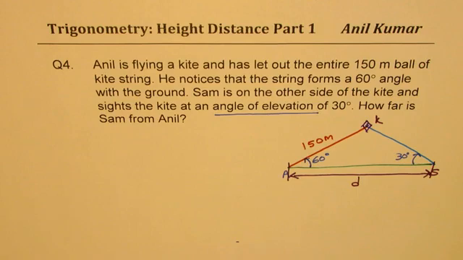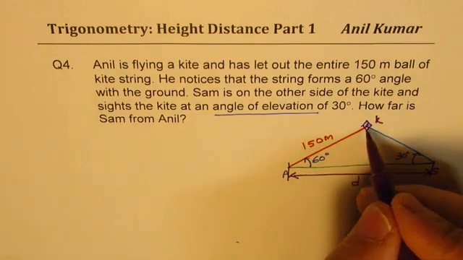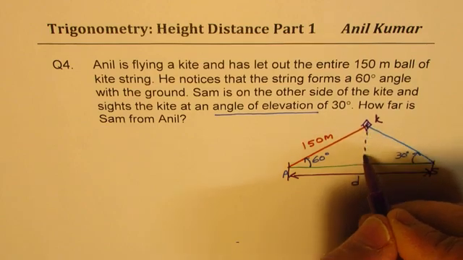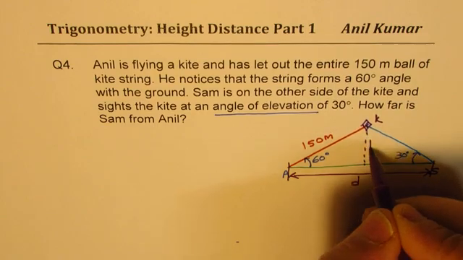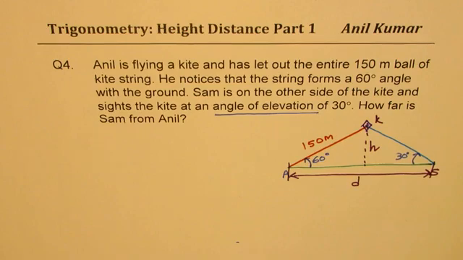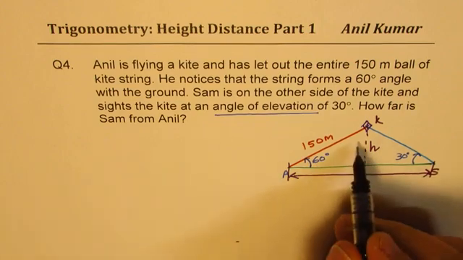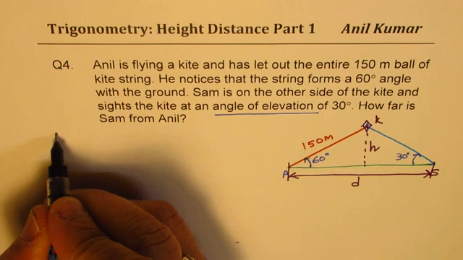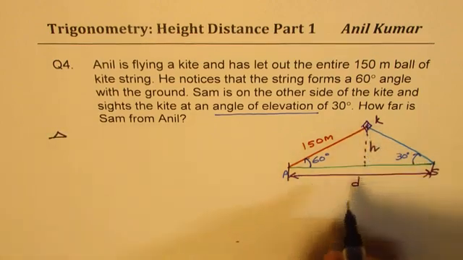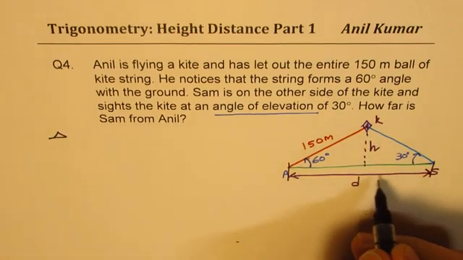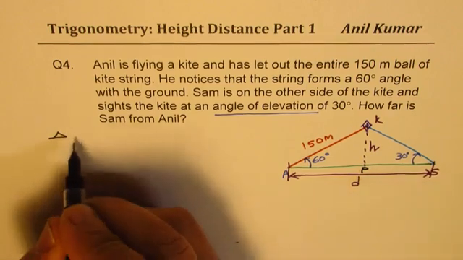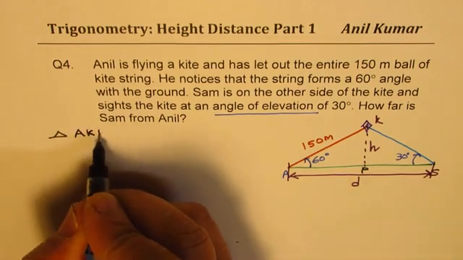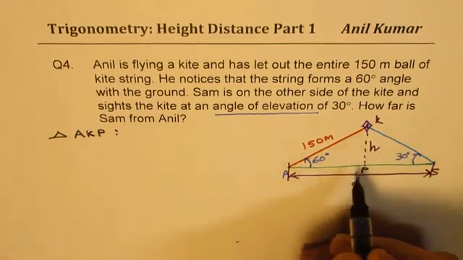One of the ways to do it is that we could drop a perpendicular from here, and we can find the height of the kite using a tan ratio, correct? Now, using which ratio, you need to figure it out. If I work in the triangle AK, let's say this point is P, so we'll do triangle AKP. Now in this triangle, what do you notice?